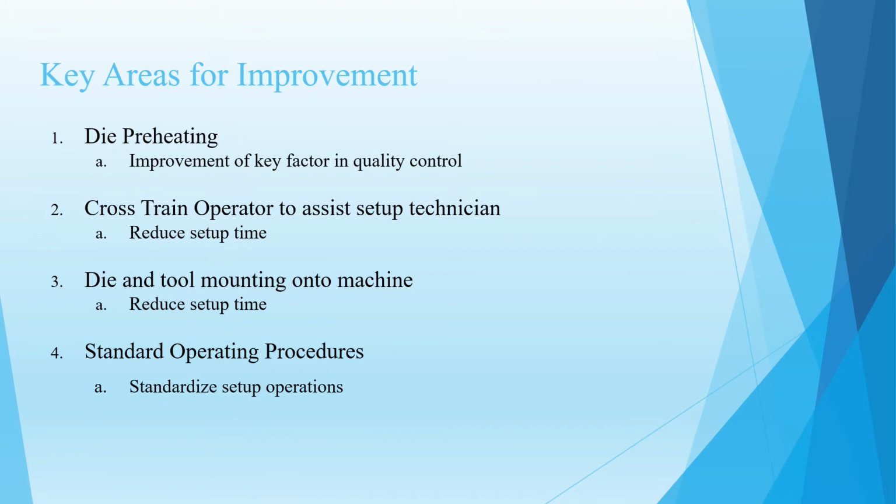We identified 4 key areas for improving the setup process. First is developing a consistent method of die preheating, which is an important factor in part quality. Second is providing assistance to the setup technician through cross-training the machine operator. Third is designing a faster method of mounting and aligning the 2 die halves to the platens of the machine. And lastly is developing standard operating procedures to improve the consistency of the setup process.